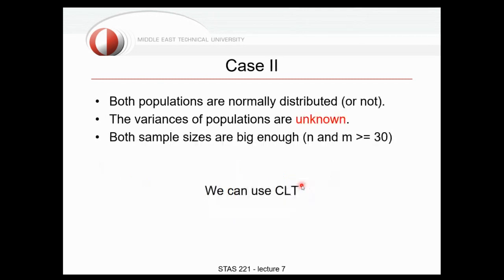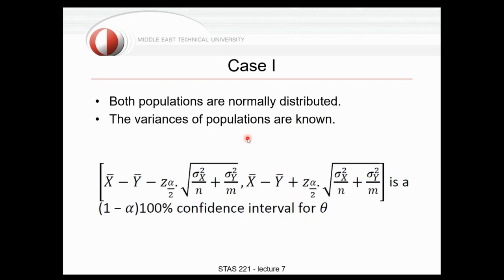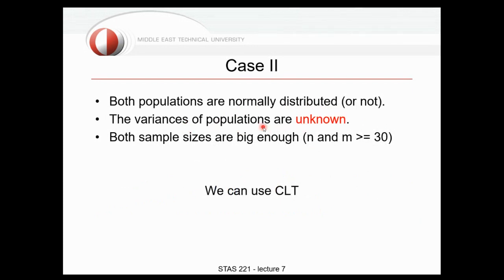Okay. The second case: both populations are normally distributed or not, so we don't care about the distribution of our population. Why is that? Usually this is the case when the sample sizes are big enough and I can use the central limit theorem. So in the previous formula, instead of sigmas, I can use s squared for the first sample, the variance of the first sample, and the variance of the second sample from the second population. So easily I can estimate them by that. I don't care if the variances of the populations are unknown in that scenario.